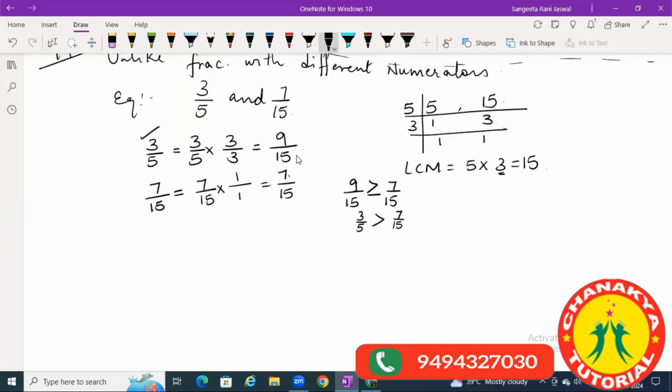There is another way of comparing two unlike fractions with different numerators, which is by observing their cross product. Please write another method. This was one method and both these methods are important. As you move ahead in your mathematics, both the methods are equally important. So write down another method of cross multiplication.